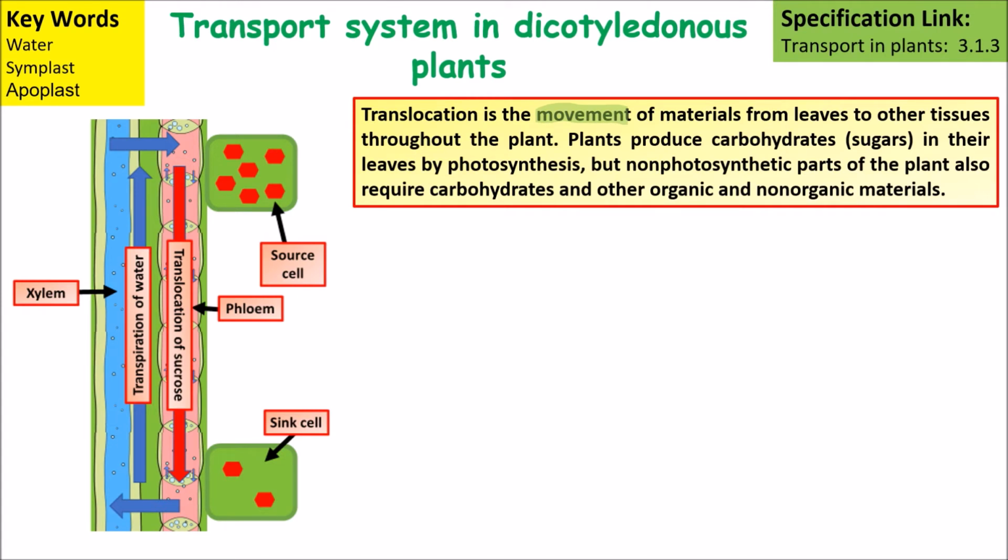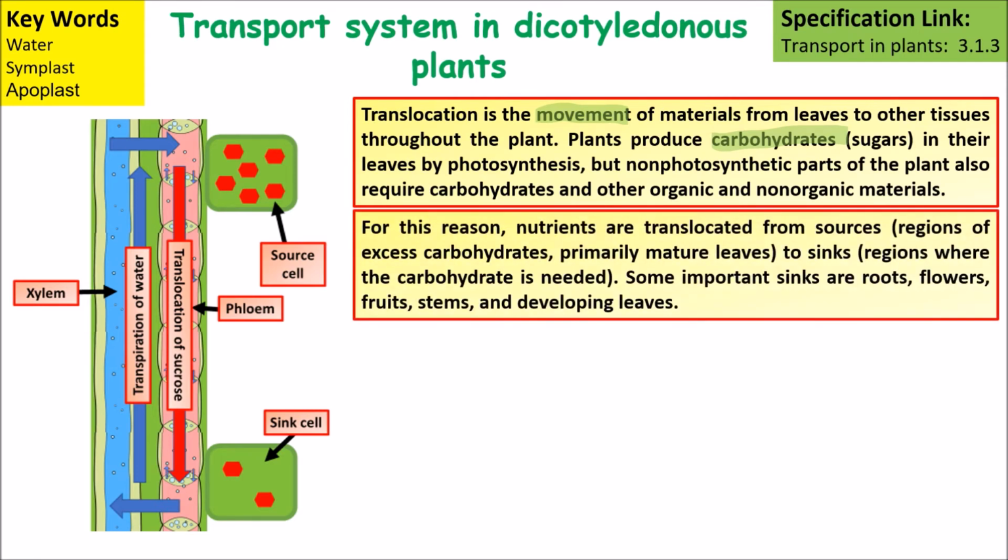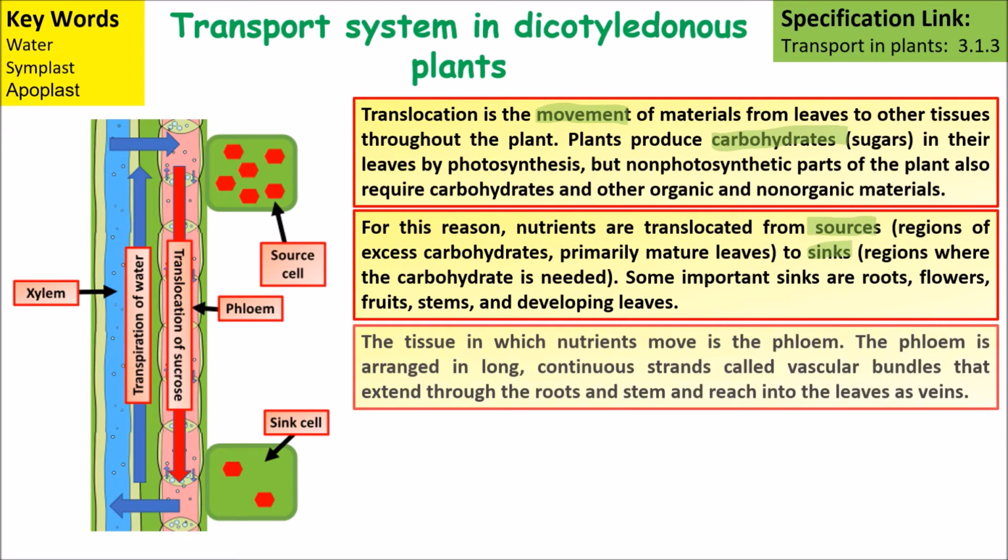Plants produce carbohydrates, which are sugars, in their leaves by photosynthesis, but non-photosynthetic parts of the plant also require carbohydrates in order to survive. For this reason, nutrients are translocated from sources where they are made to sinks where they are needed. Some important sinks are roots, flowers, fruits, stems, and developing leaves. The tissue in which the nutrients move is called the phloem.